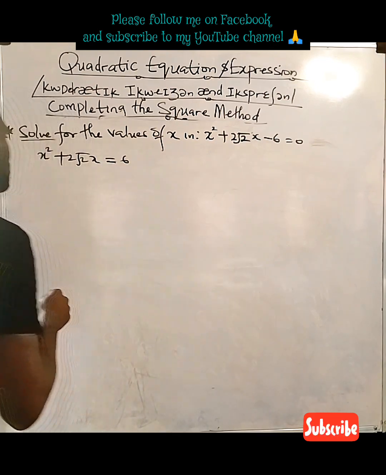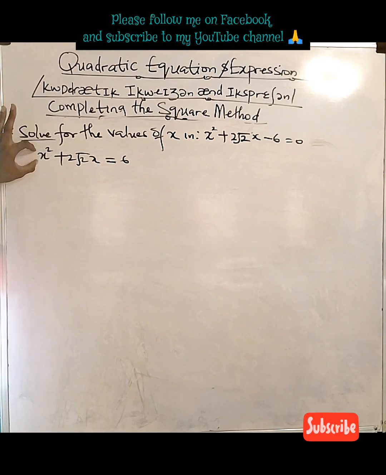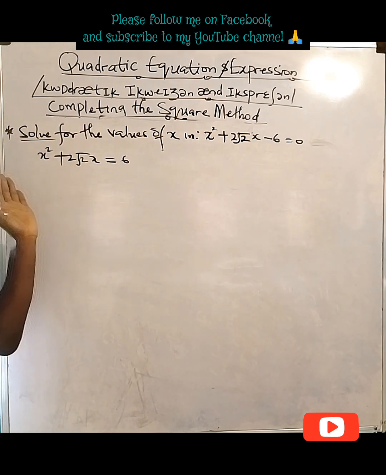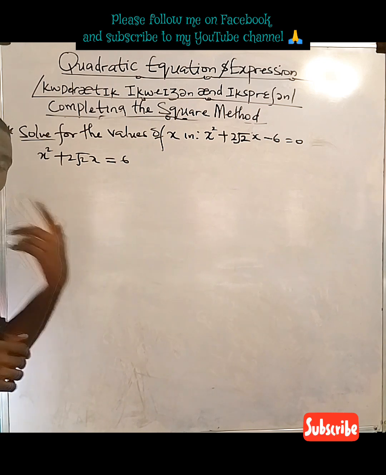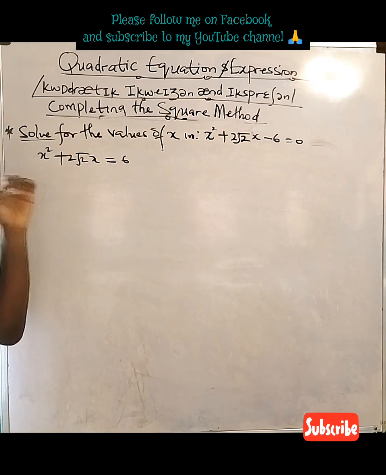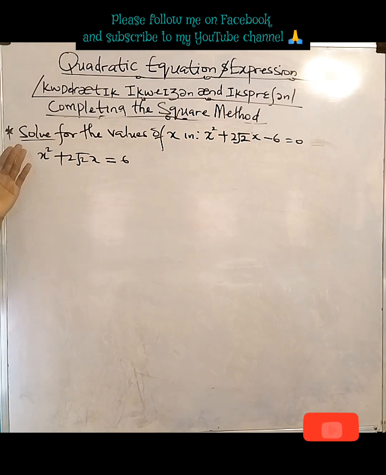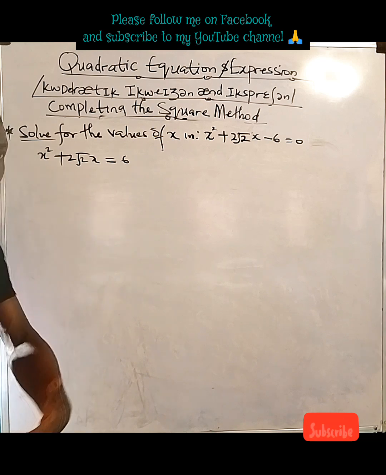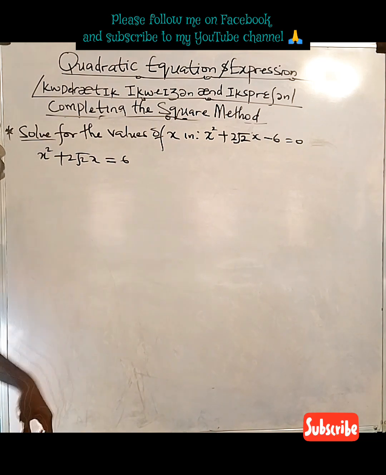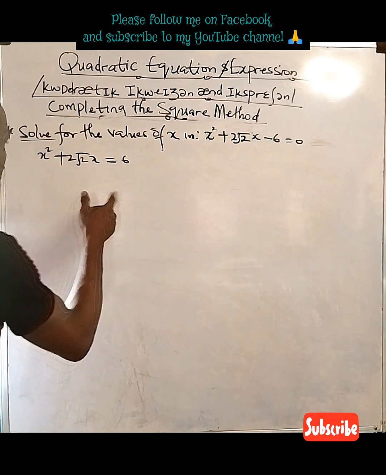So what do we do next? Normally we look for a way to get rid of the coefficient. If there's any major coefficient like 5, 6, or whatever, we divide all through by it, so we end up with just 1 as the coefficient of the unknown with the highest power. But right here, the coefficient is already 1. So we have x squared plus 2 root 2 x equal to 6.